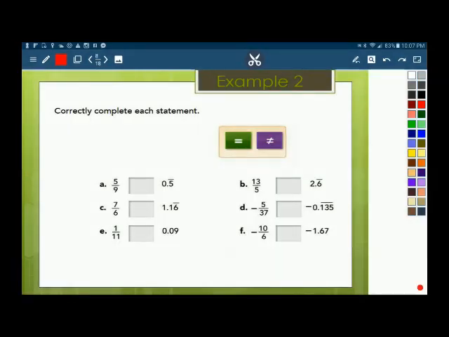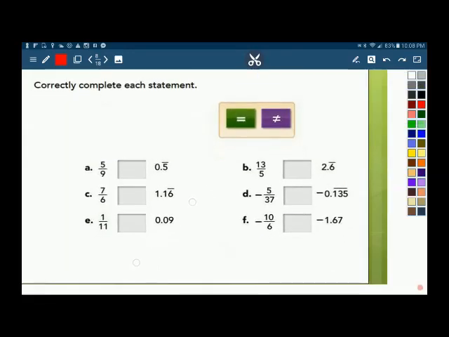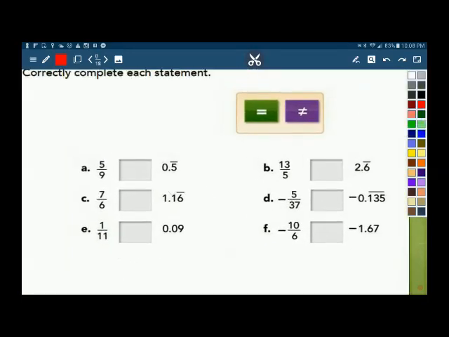Alright, so in the second example, I just want to compare numbers in different forms, either comparing two fractions, two decimals, or a fraction and a decimal. So let's first look at letter A. I want to know, are they equal or not equal? Well, in order to be able to do this, we need to convert any and all fractions into decimals. So I'm going to do my long division work, 5 divided by 9.